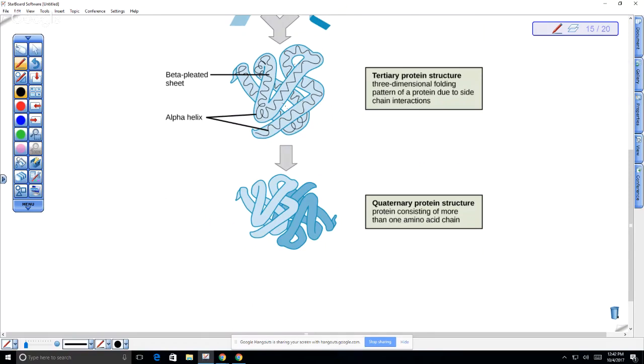Another example is hemoglobin. Hemoglobin is a protein that transports oxygen in our body. That would be another example of a globular protein.